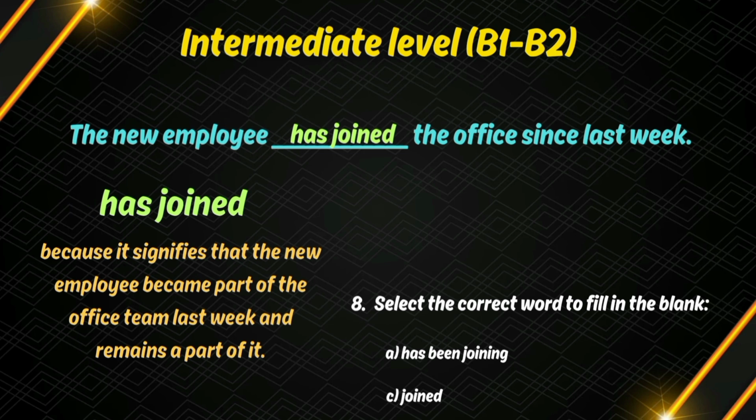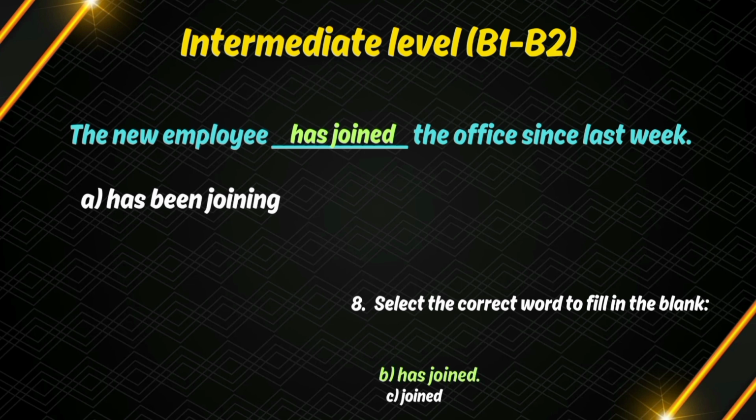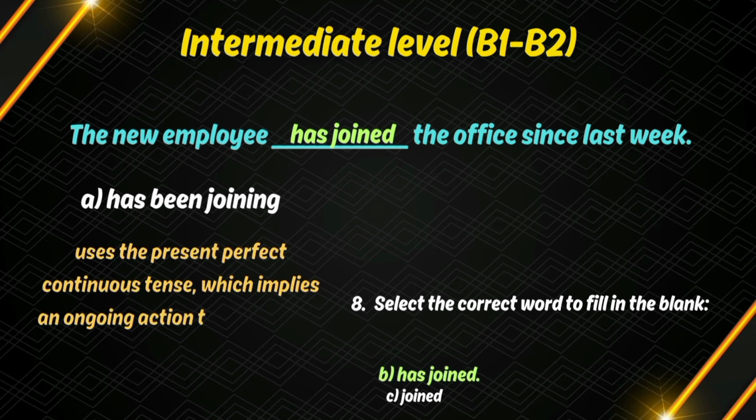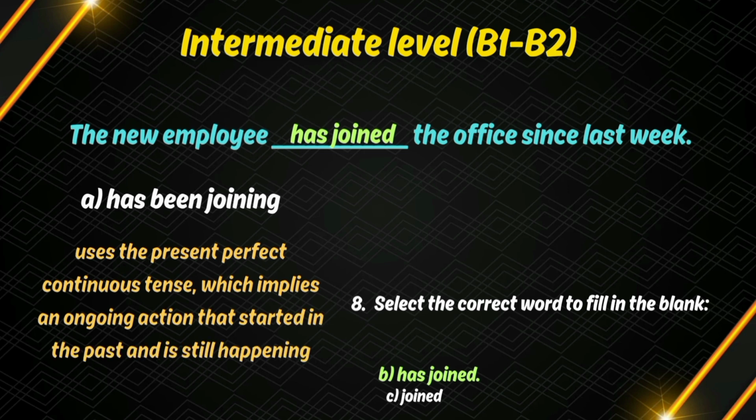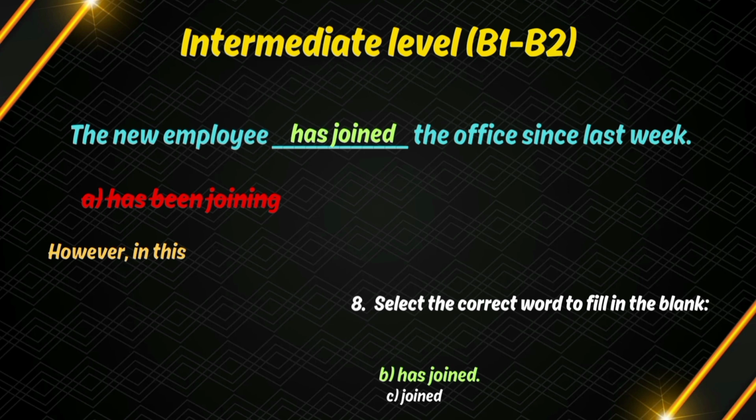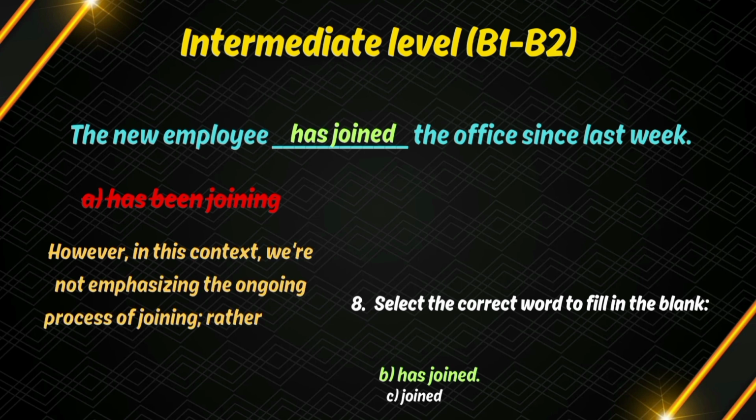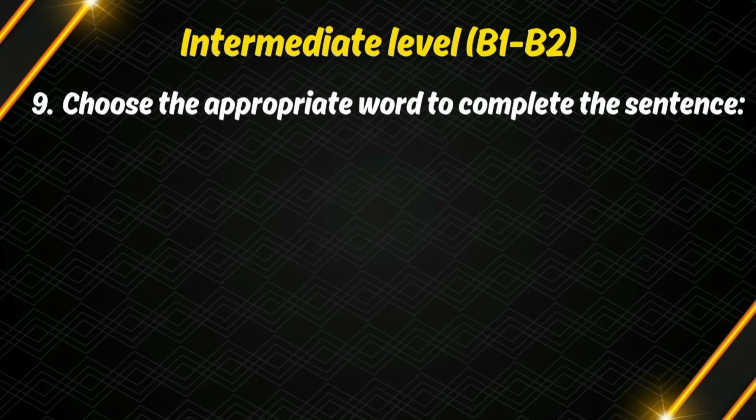part of it. Option A, has been joining, uses the present perfect continuous tense, which implies an ongoing action that started in the past and is still happening now. However, in this context, we're not emphasizing the ongoing process of joining. Rather, we're focusing on the result of the action, which is that the employee is now a part of the office.